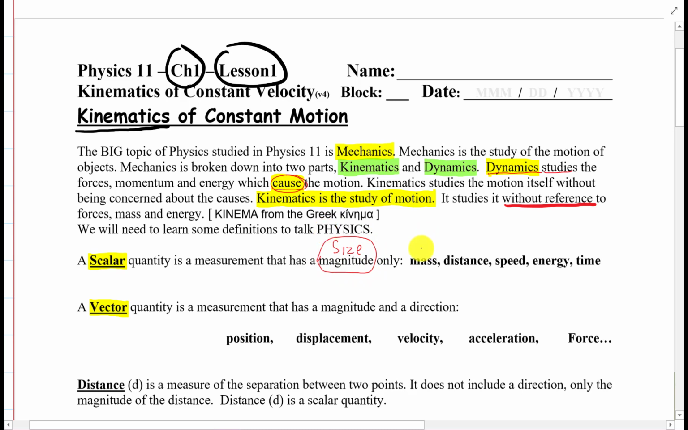So let's give you some examples. The mass is like 5 kilograms, and the distance is 3 meters. And an example of speed could be 30 kilometers per hour.